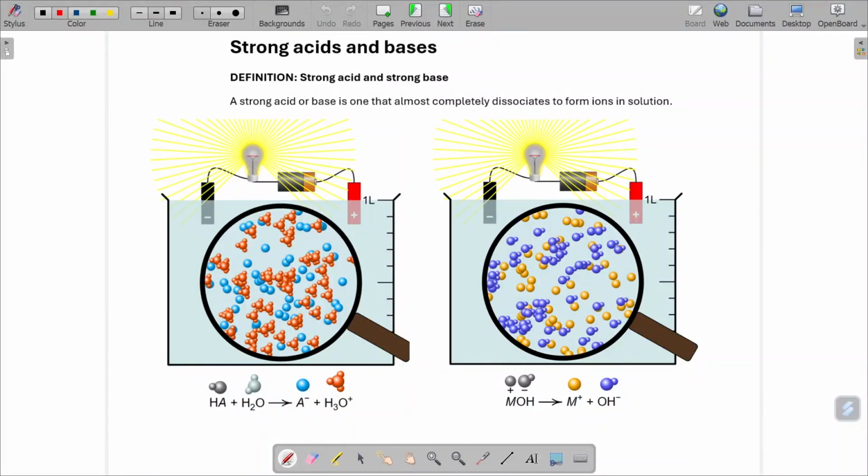The next concept that we will look at is that of a strong acid and a strong base, and the opposite, a weak acid and a weak base. So let's look at the definition. A strong acid or a strong base is one that almost completely dissociates to form ions in solution.